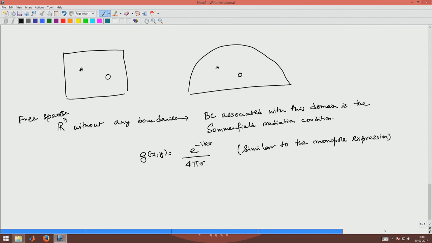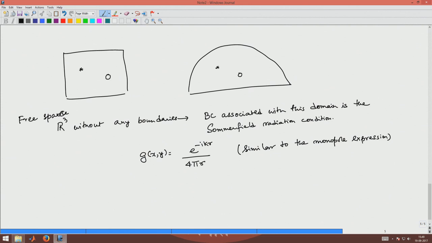So, the free space Green's function is given by this form, and unfortunately, in the current course we do not have time and opportunity left for the derivation of this idea. It is not a very difficult idea, but nonetheless it could not be derived within the time and opportunity permitted within this course. So, I request you to take this derivation as an exercise.